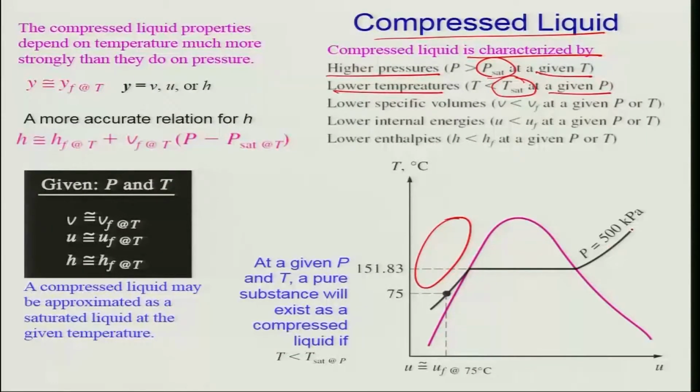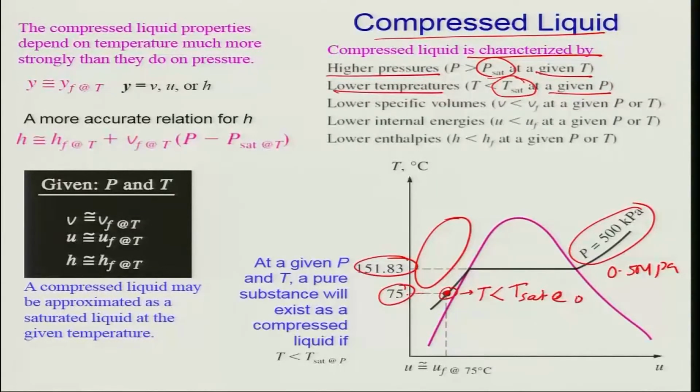So let's take a look at this pressure which is already given. This is a pressure of 500 kilopascal, so this is 0.5 megapascal, right? The saturation temperature is this, and our system lies here. So this is our system. At this system the temperature is 75, but this is at the same pressure, and thus the T here is less than T_sat at 0.5 megapascal, which is the condition of your compressed liquid.